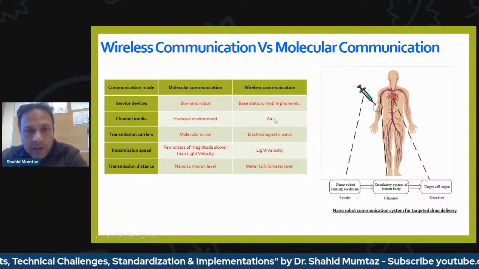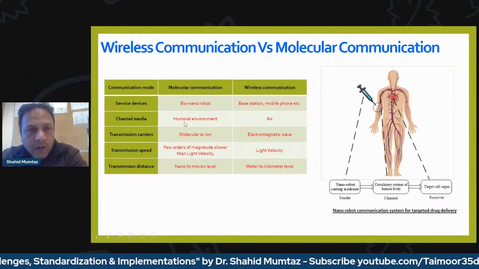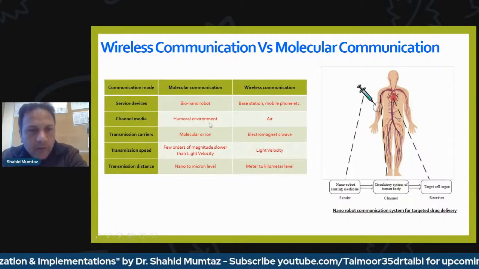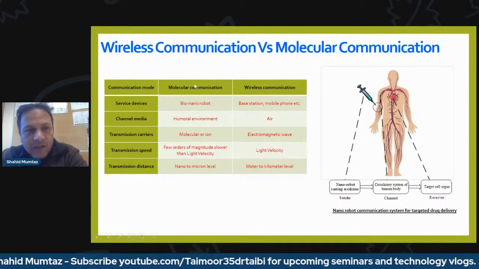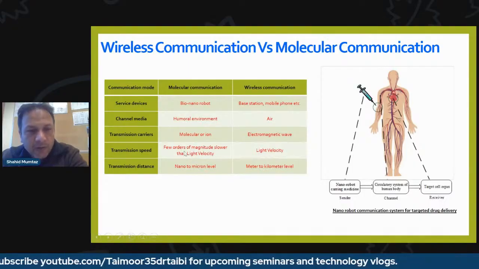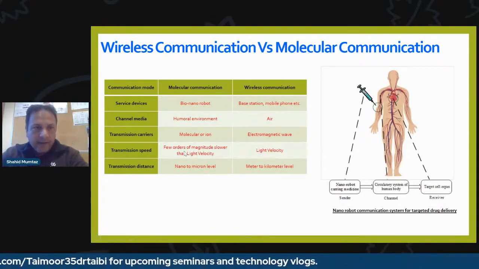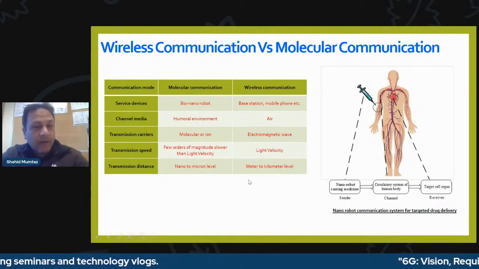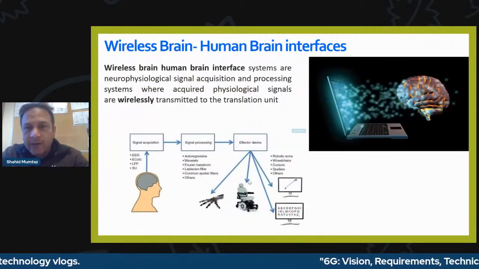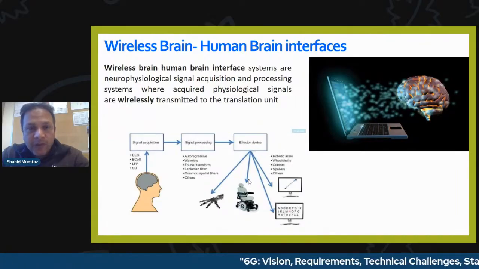In wireless communication you have air, and in molecular you have human blood as your environment. In wireless, you can work with the speed of light. In molecular, you work at very low speed. So this is the difference between how wireless and molecular communication work. And then also there is brain to brain communication.